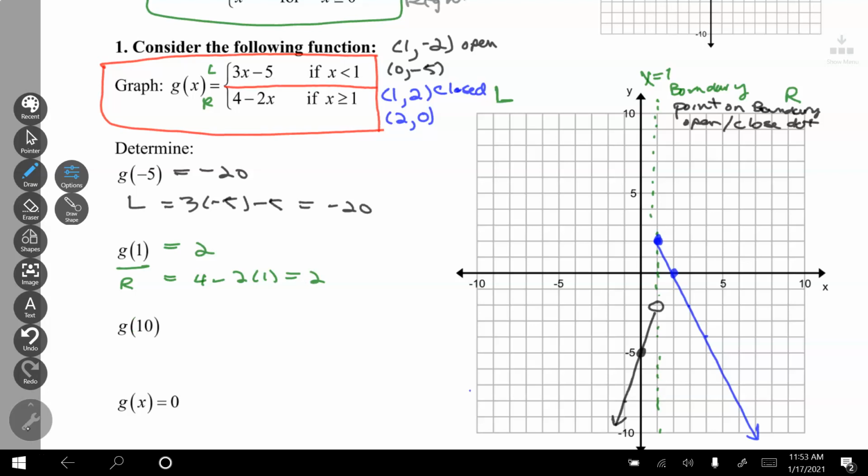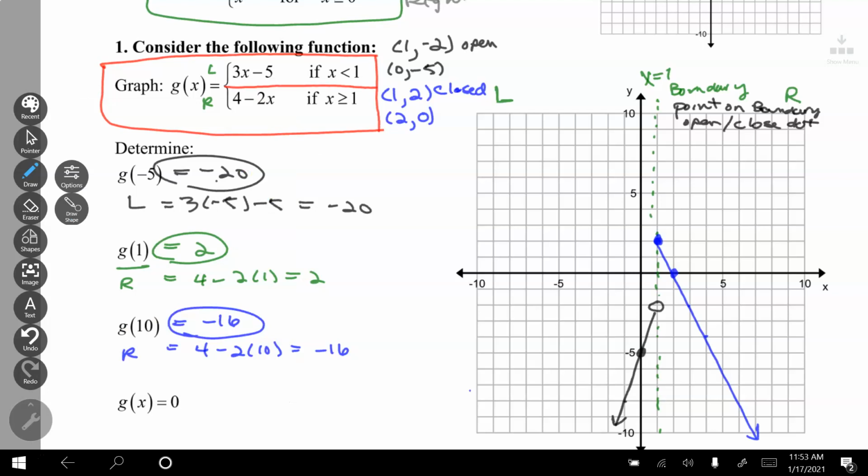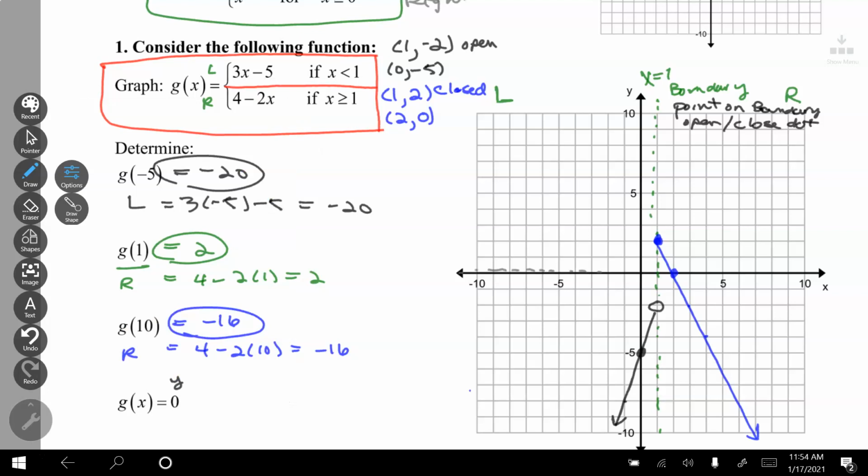Okay, 10. Again, 10 is bigger than 1, so I have to use the right piece. So that equals 4 minus 2 times 10, which is -16. And then I say equals 0. So g equals 0, this is a y value equals 0. One way I could look at the graph, I could draw the horizontal line y equals 0, and I can notice that when I do the horizontal line, y equals 0, it only hits the right side.